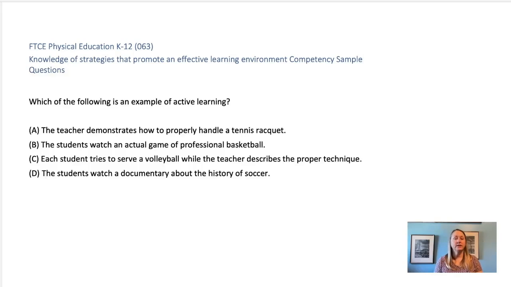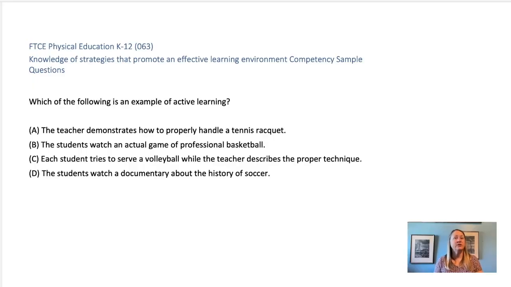Which of the following is an example of active learning? A. the teacher demonstrates how to properly handle a tennis racket. B. the students watch an actual game of professional basketball. C. each student tries to serve a volleyball while the teacher describes the proper technique. Or D. the students watch a documentary about the history of soccer.